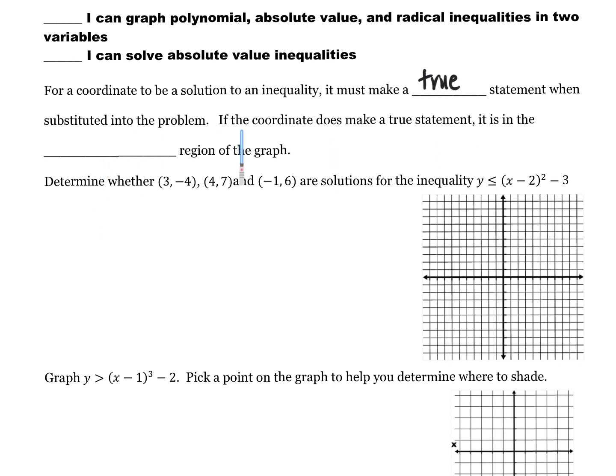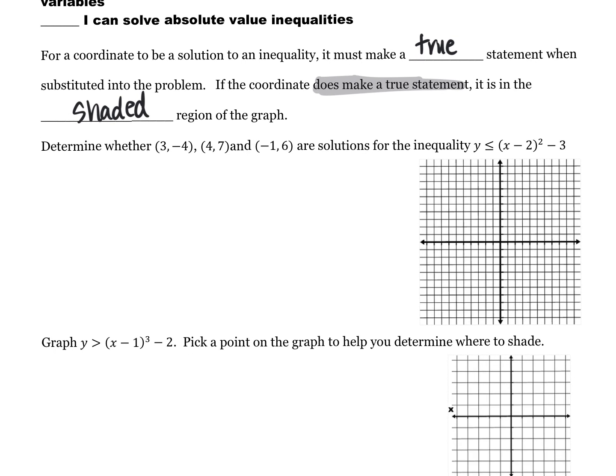If the coordinate does not make a true statement, it is not in the shaded region. I'm sorry, if it does make a true statement, it is in the shaded region. Okay, so you guys, we first have to practice graphing this.